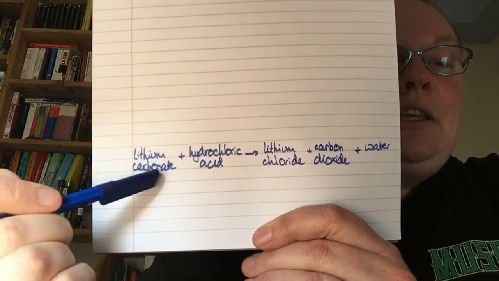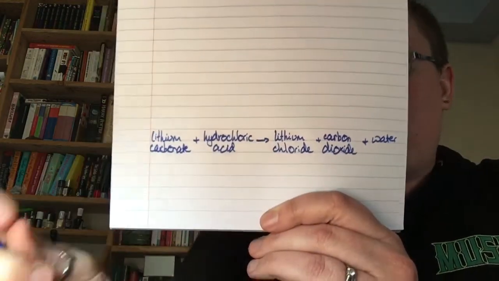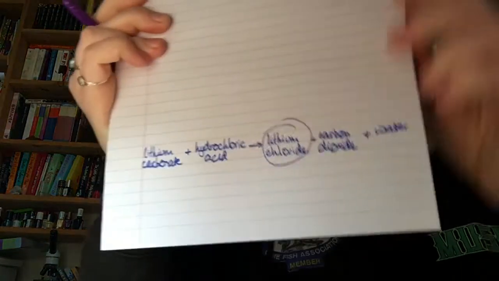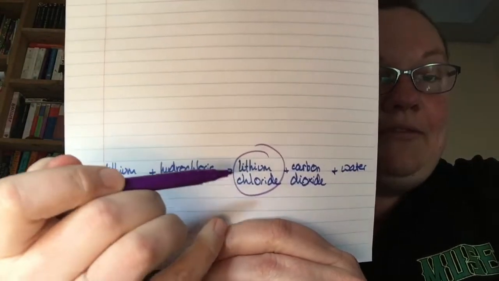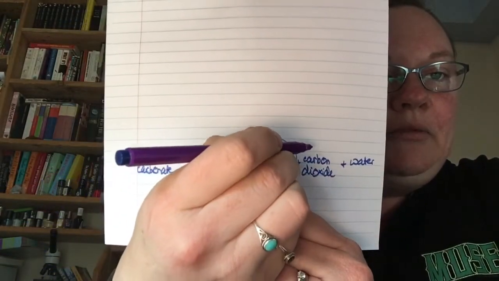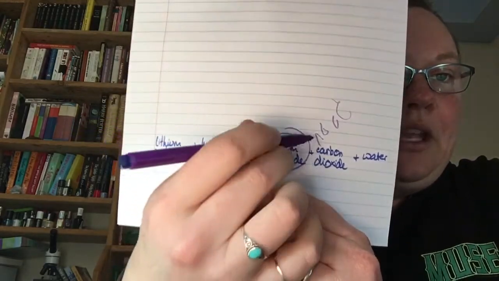So we've got lithium carbonate plus hydrochloric acid gives you lithium chloride plus carbon dioxide plus water. Now, what we actually want from this situation is the lithium chloride. And we need to make sure everything else is gone so that we can just have lithium chloride. Now, carbon dioxide will be released as bubbles.